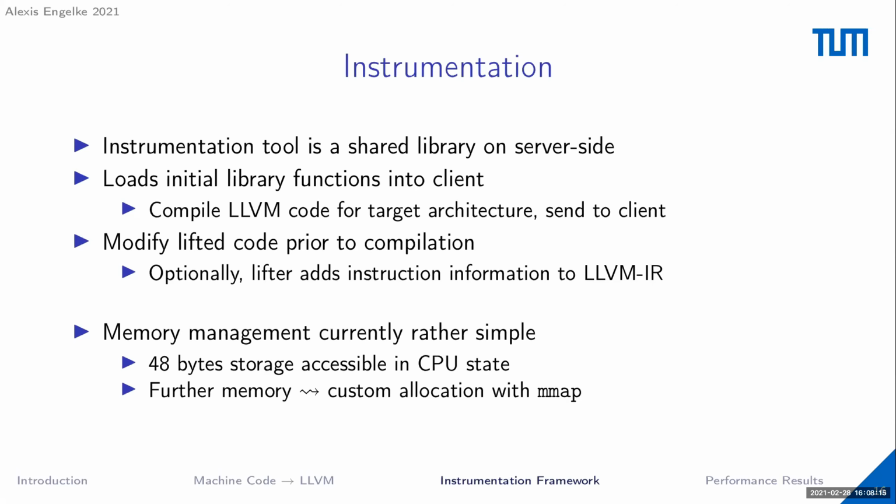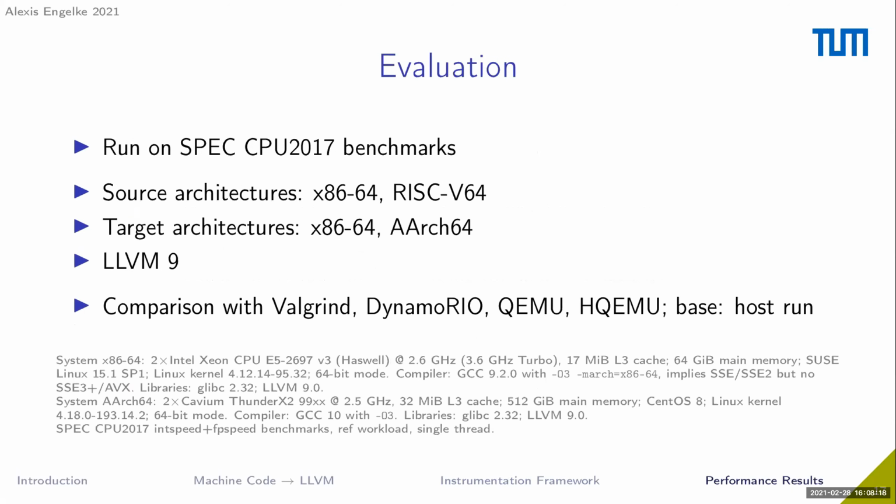Okay, so let's talk about the functional and fast part. We ran it on the SPEC CPU 2017 benchmarks. There is only one benchmark which currently doesn't work, which is the Perl benchmark, for two reasons. First of all, clone, the system call used to spawn new processes, is not supported. And on x86, it uses FPU instructions, which are currently not lifted. But besides that, SPEC works. For source architectures, we currently support x86 and RISC-V. And for host architectures, we currently support x86 and ARM.